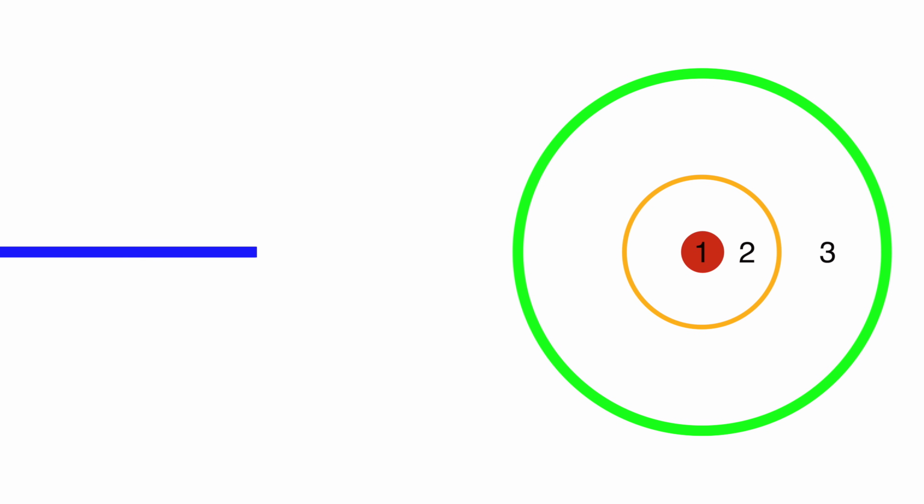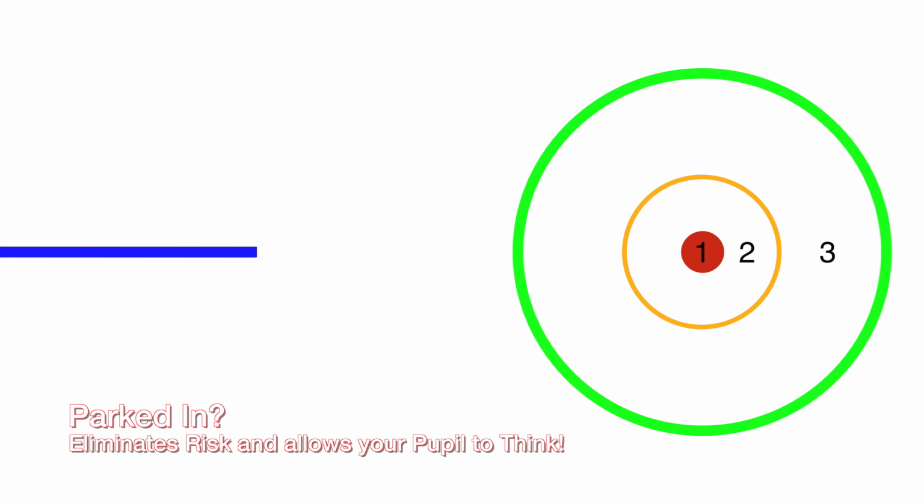To do this on the move can be quite tricky, and often getting your pupil to park in is the best choice because then when you are parked in, risk is 0. It also allows your pupil to think without worrying about other hazards that they're having to deal with. And generally you've got their full attention.